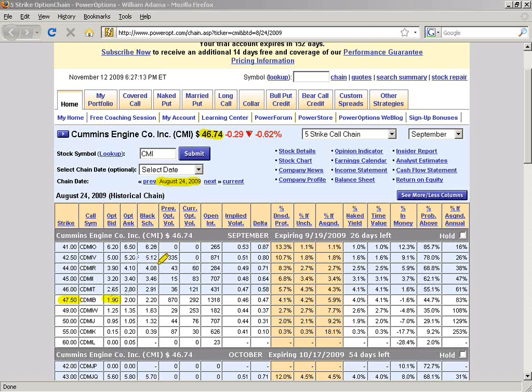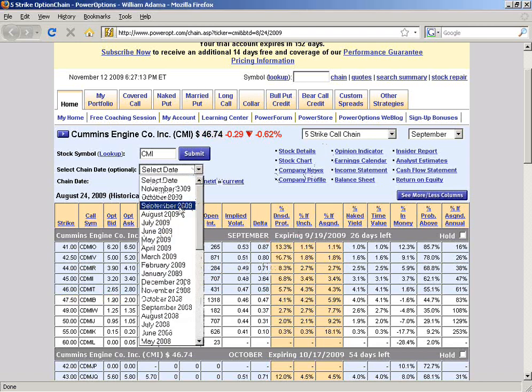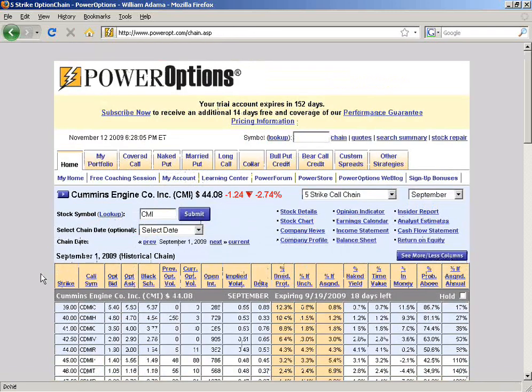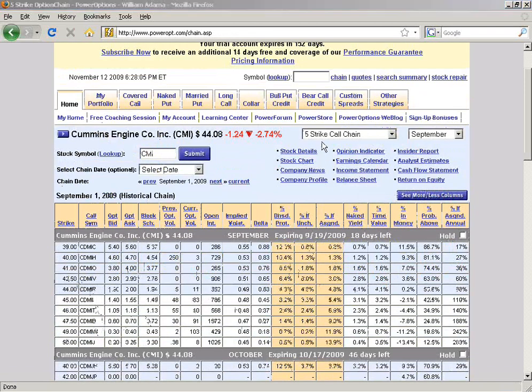Now, let's say we would have considered rolling down the call after we had a 5.5% decline. Well, on September 1st, that's exactly what happened. There's a 5.8% drop. Let's go ahead and take a look at what the option prices would have been for Cummins Engine on September 1st. We know, because we saw in the history, that the 47.5 call that we had sold had an ask price of 70 cents. Okay, so this is on September 1st.